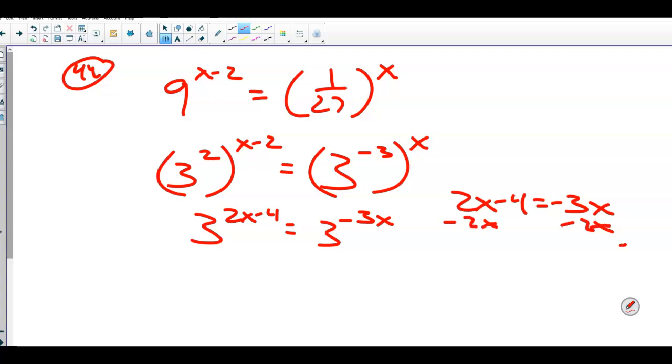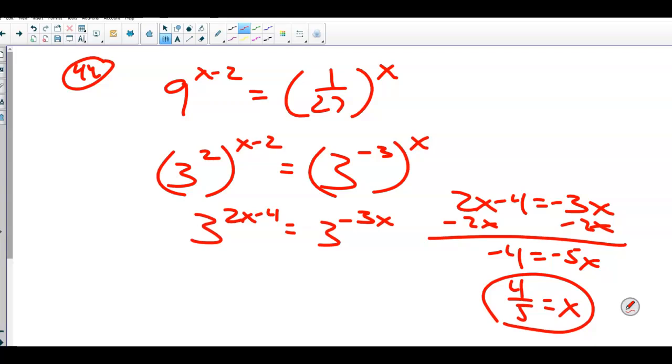Subtract 2x on both sides. -4 equals -5x. You divide by -5 on both sides. And my x equals 4/5. And that's all. We're just getting a similar base to solve that problem.